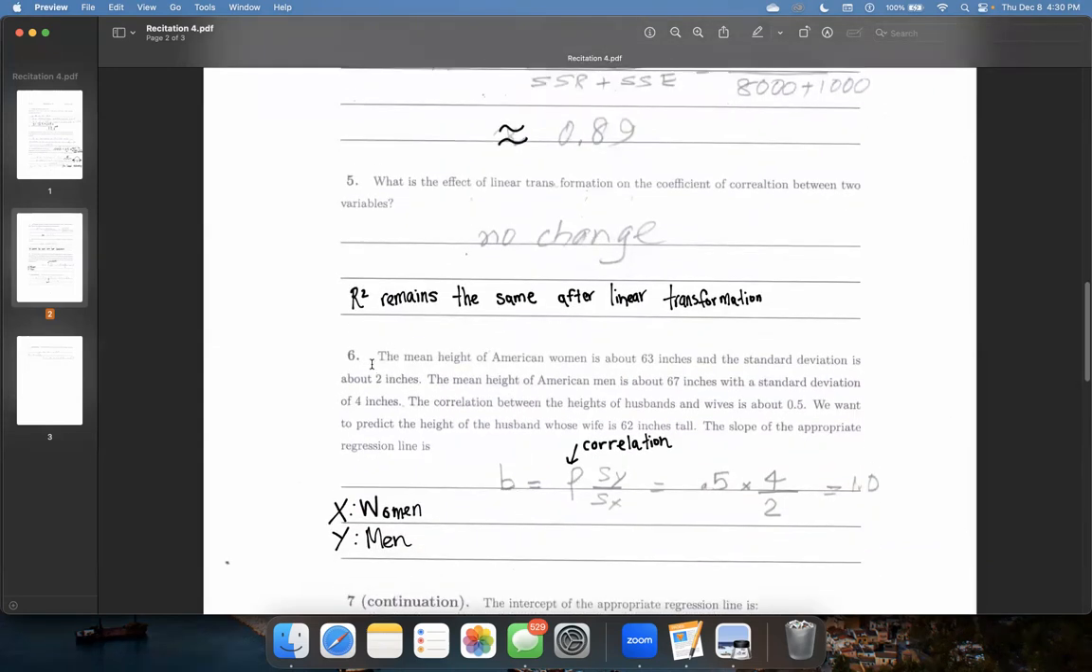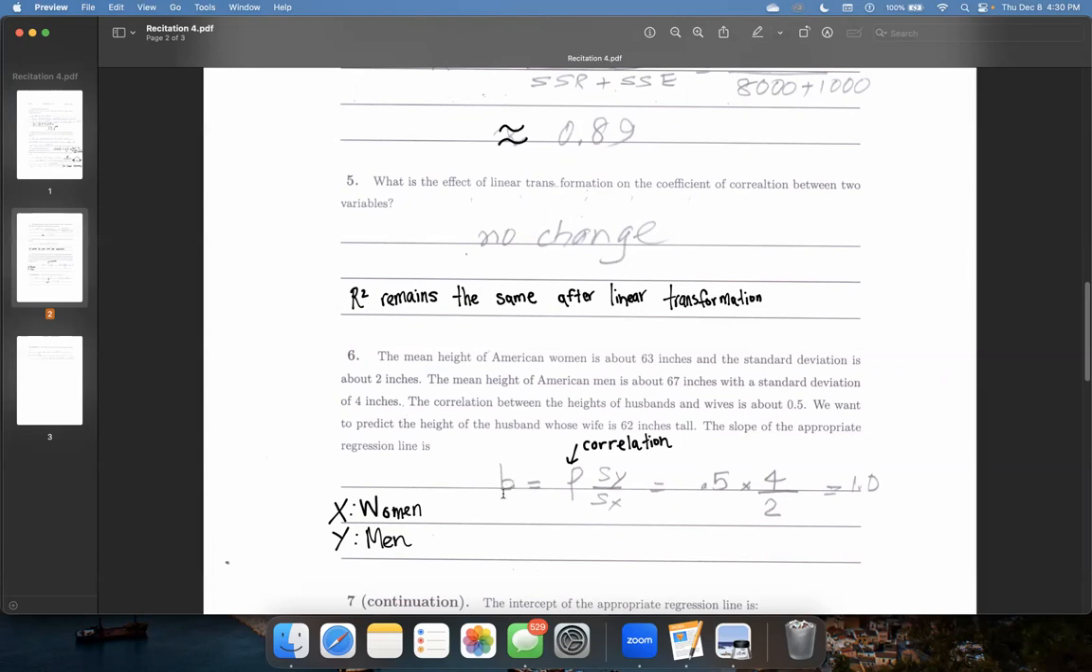Number 6. The mean height of American women is about 63 inches, and the standard deviation is about 2 inches. The mean height of American men is about 67 inches, with a standard deviation of 4 inches. The correlation between the heights of husbands and wives is about 0.5. We want to predict the height of the husband whose wife is 62 inches tall. The slope of the appropriate regression line is, so it's asking, our b is our slope.